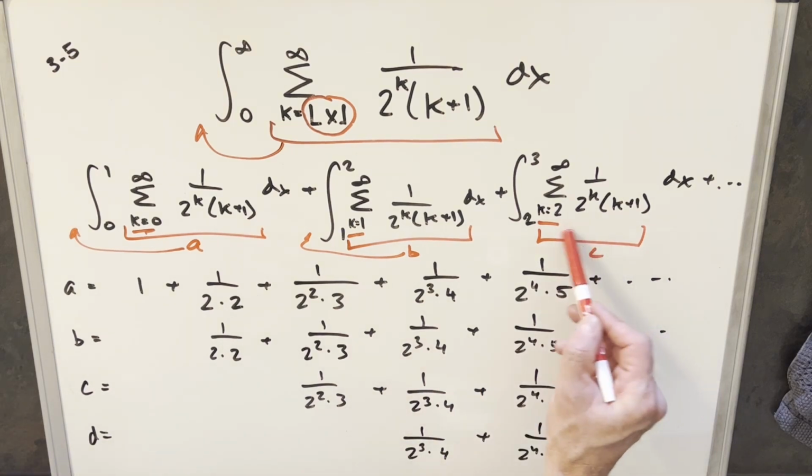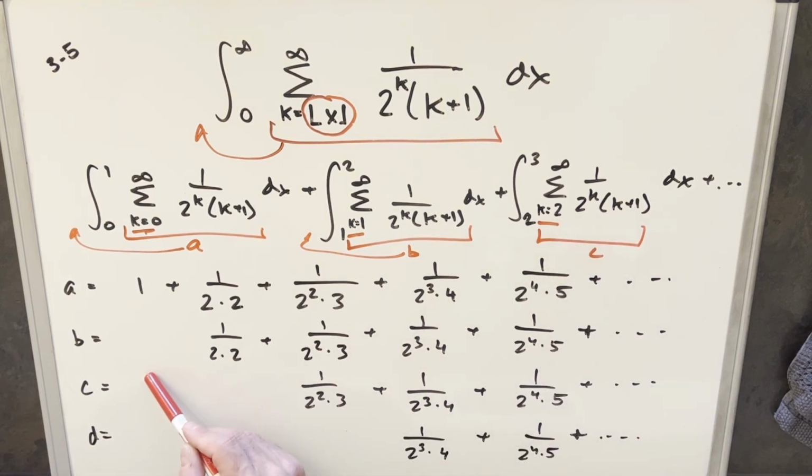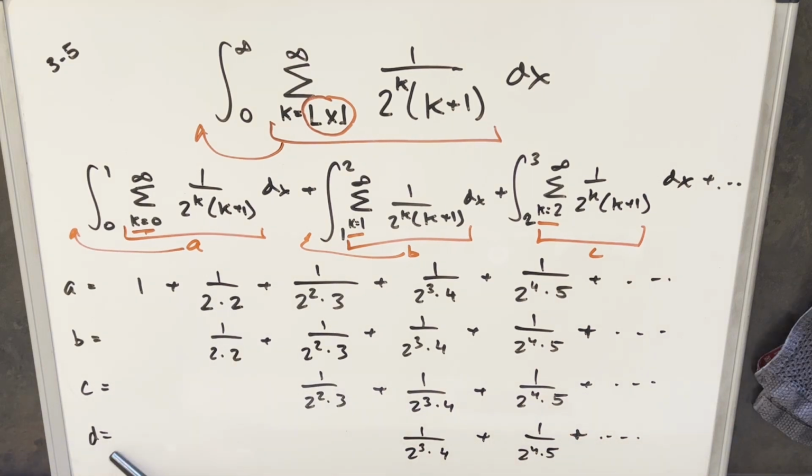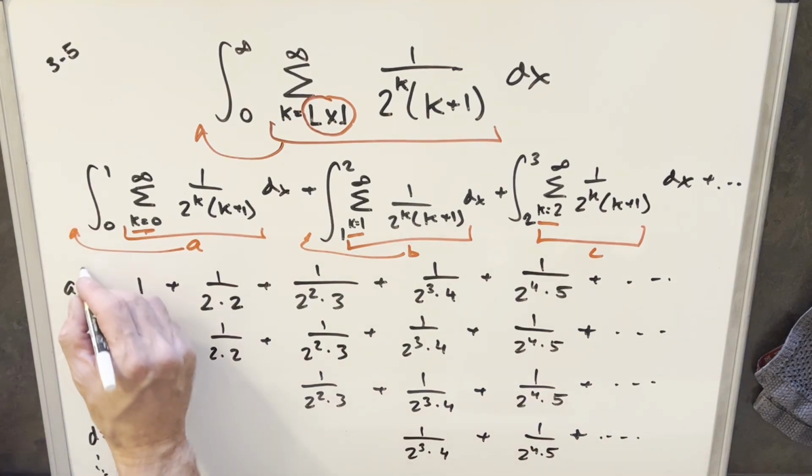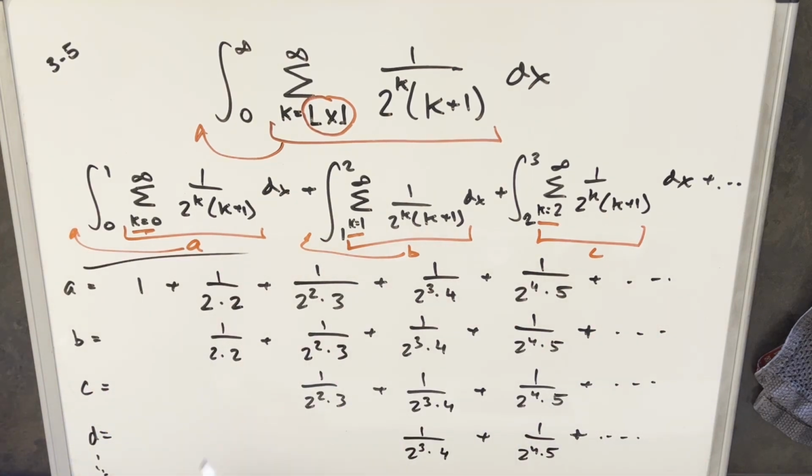And then for this third integral, we're starting at 2, so we're just missing this first term and this second term, but we have the rest of the sum to infinity. And I stop at d because I don't have enough space, but of course this is going to keep going, and we're just summing up all this stuff. We're summing everything all the way down, all the way out. But of course there's a really simple pattern to this.